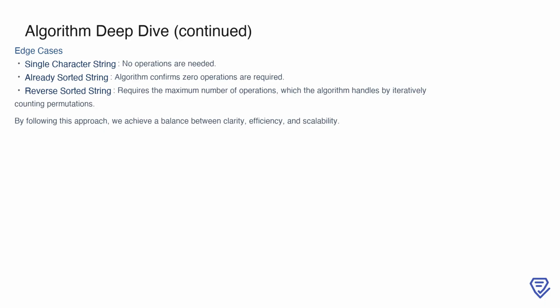The algorithm handles this by iteratively counting the permutations needed to move each character to its proper position. This approach not only guarantees correctness but also maintains clarity and efficiency, making it well-suited for a variety of input scenarios. By balancing these considerations, the solution effectively addresses the problem's constraints while remaining computationally efficient.